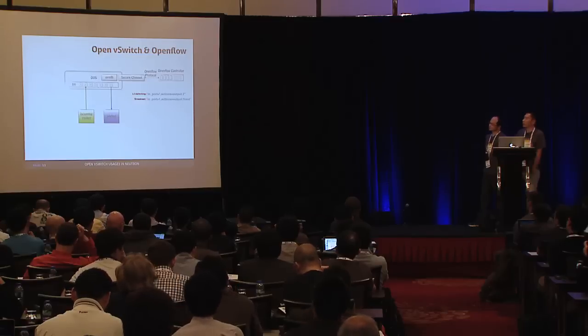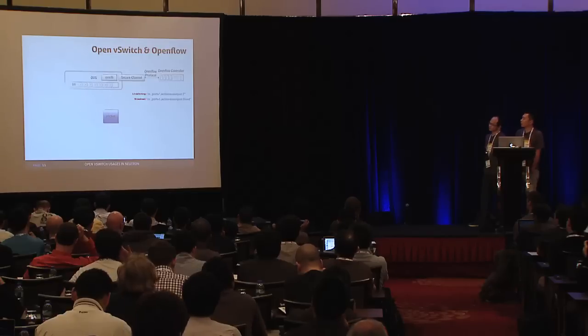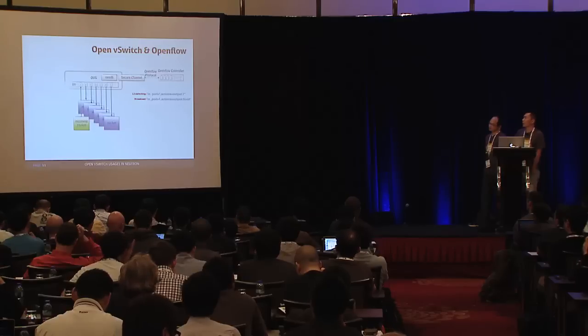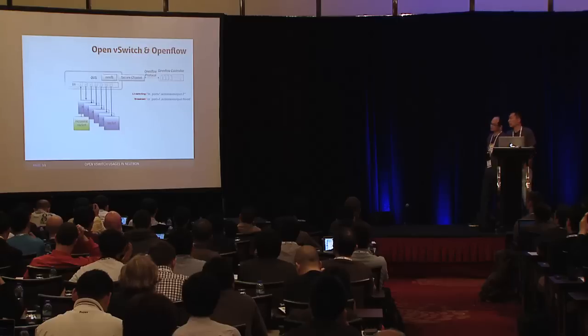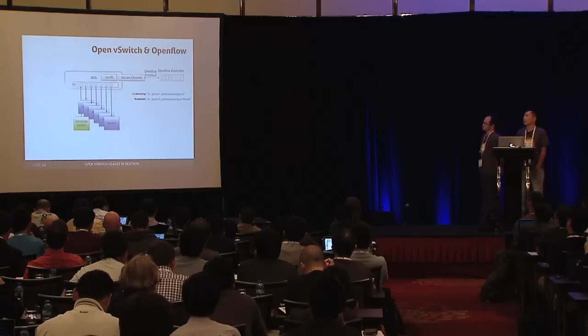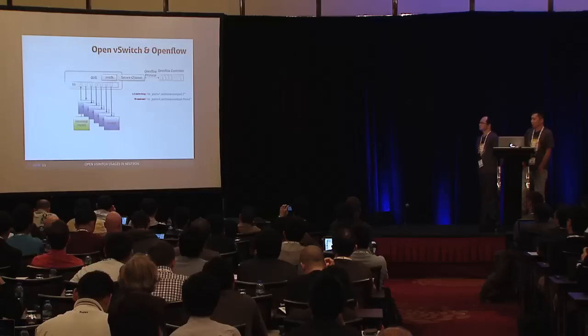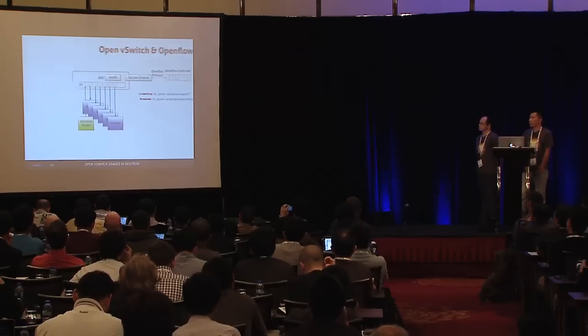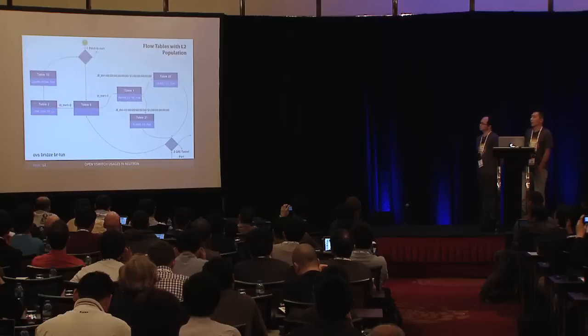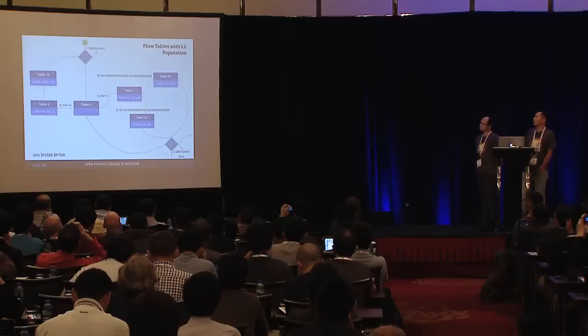The next one: we specify the in_port is port 1 and the output is flood. This will be a broadcast flow. This is a simple flow here. The next slide will explain the flow tables with L2 population.